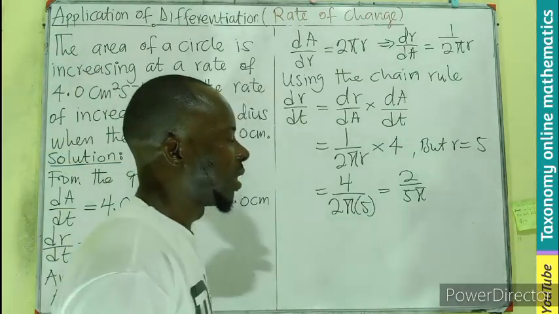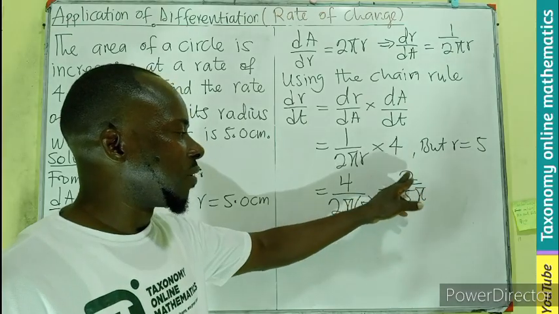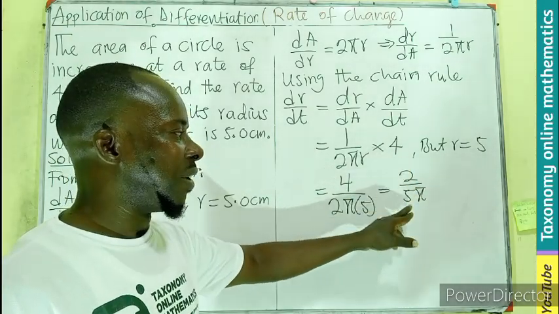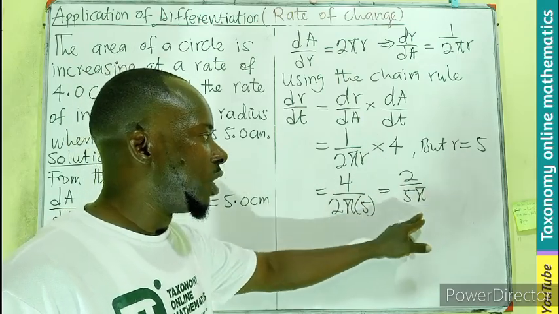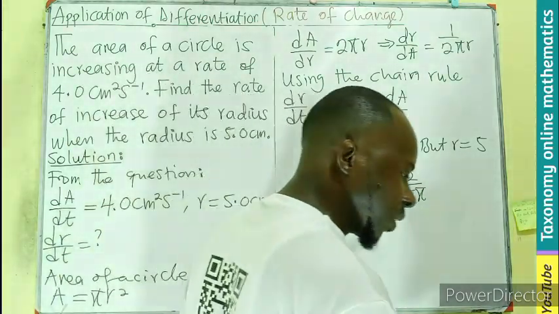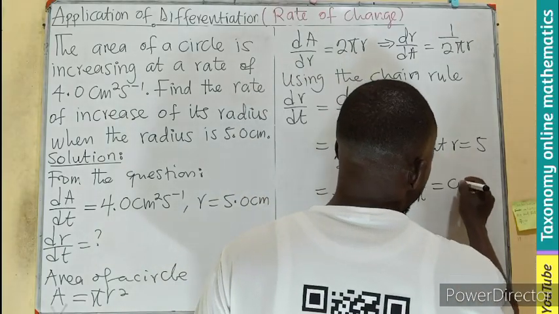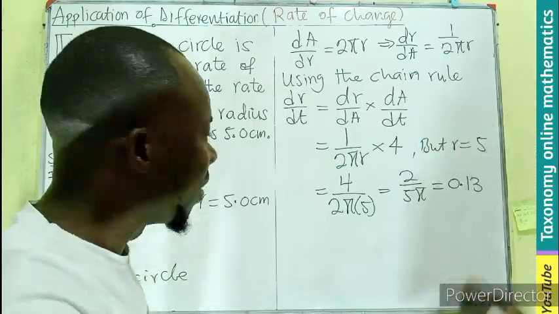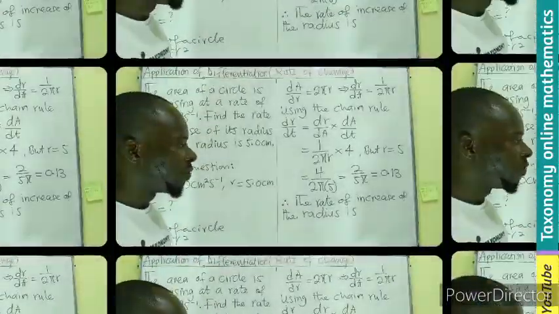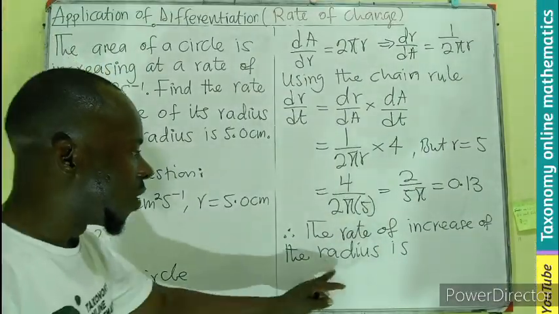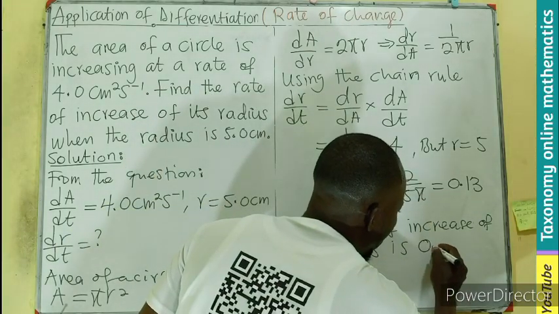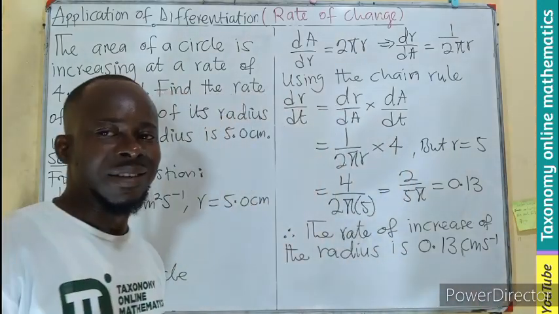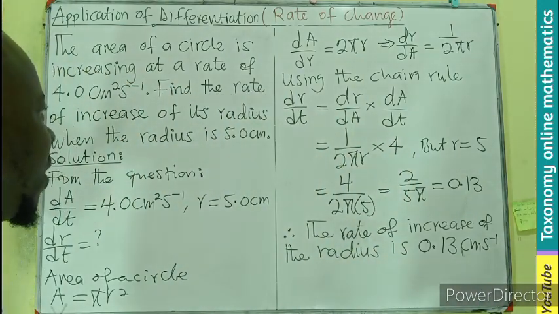Let's put all of this in a calculator. Because pi is in the denominator, we cannot have it as 0.4 pi. So we put all this in the calculator and see what we will get. That will give us 0.127, and so on. So we can say that the rate of increase of the radius is going to be 0.13 centimeters per second. That will be the final representation.